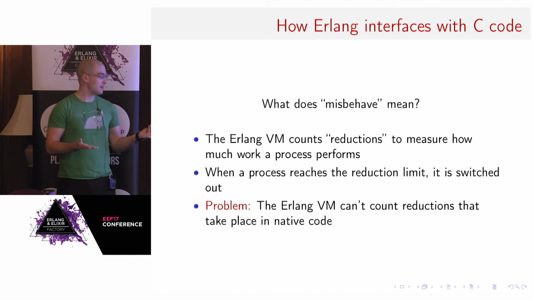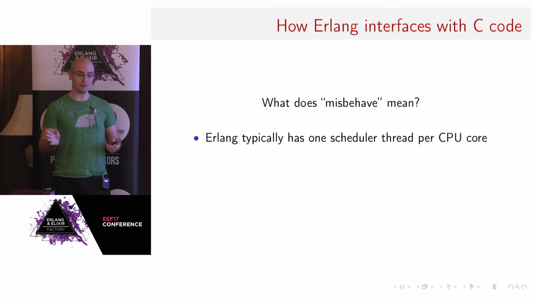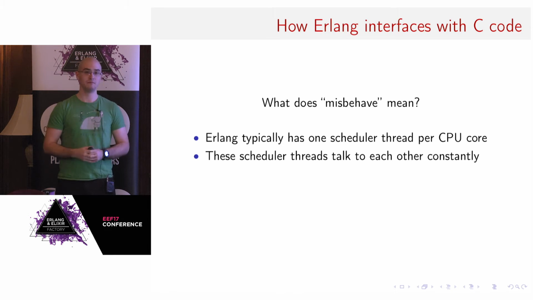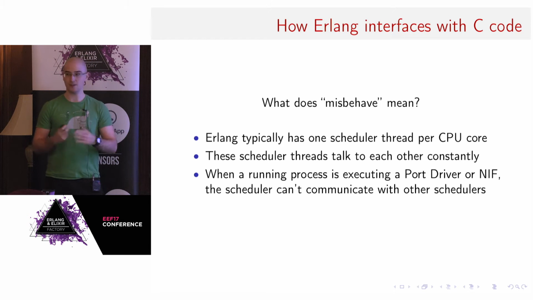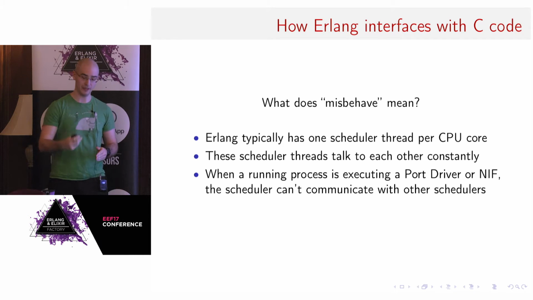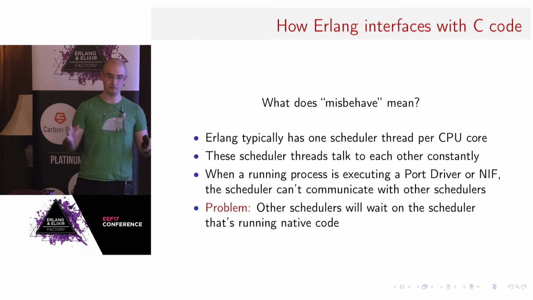And the problem here is that the BEAM cannot count reductions that happen outside of Erlang code. If you have a NIF that takes 5 seconds to run, it really only shows as one reduction to the virtual machine. And this is bad news because Erlang has one scheduler thread per CPU core, but these scheduler threads are talking to each other constantly. There are various synchronization processes that happen so that all of the schedulers are working together, communicating. And so when a process is executing native code, it's not communicating with these other schedulers. And the longer that goes on, the more the other schedulers start to misbehave because it's missing all of these synchronization barriers. So other schedulers will wind up waiting on the scheduler that is running a long NIF or port driver.